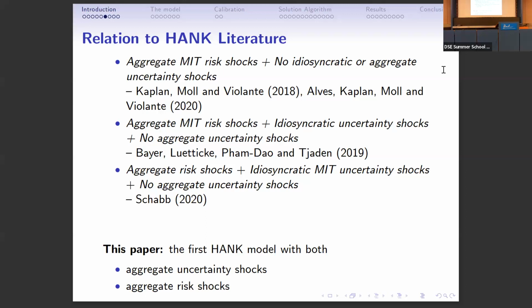So when papers try to add uncertainty to the HANK literature, mostly this is in the form of MIT shocks. And again, there is no consistent analysis of both aggregate uncertainty shocks and aggregate risk shocks.